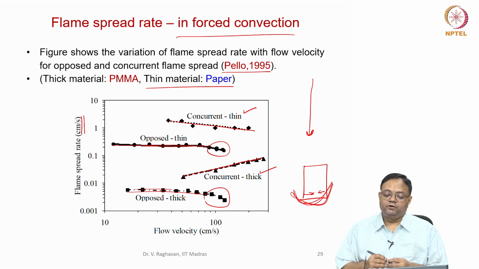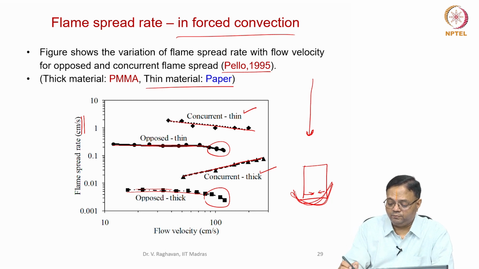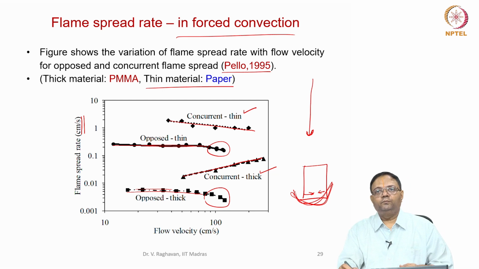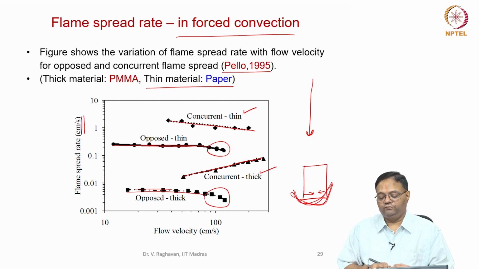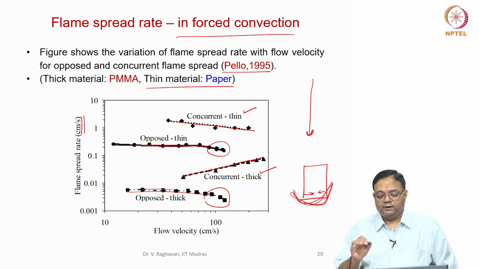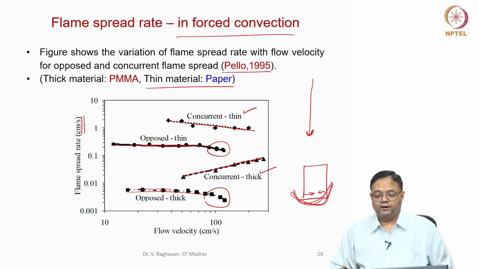So what we observe here is that concurrent flame spread is higher than the corresponding opposed flame spread. For thin, you can see that the concurrent flame spread rate is higher than the corresponding opposed flame spread rate. Similarly for thick. And in the case of concurrent thin and thick, you will see that thin has a higher flame spread velocity than thicker, because part of the heat is used to heat up the solid itself. Okay. So, experimental data is available for these flame spread rates.